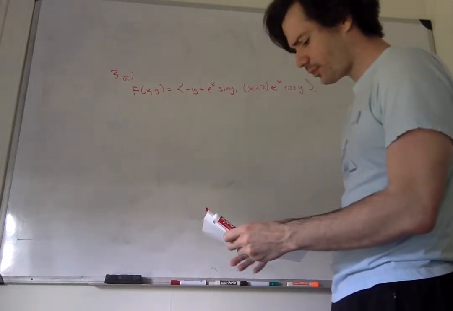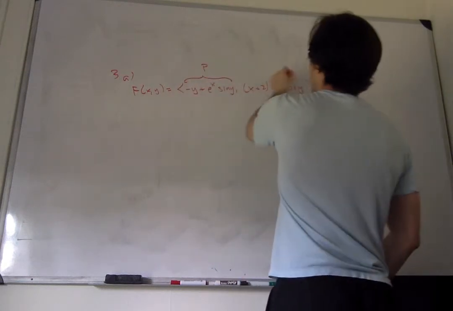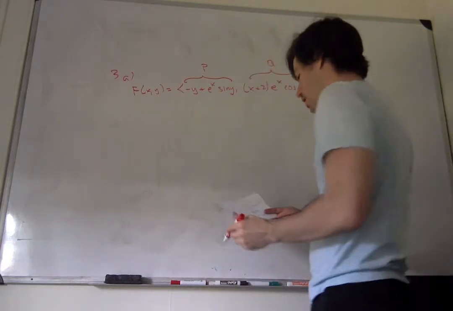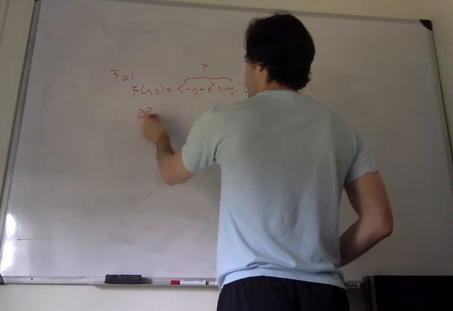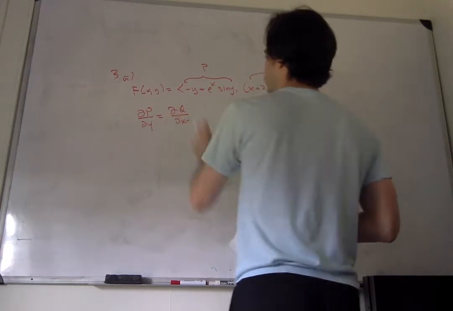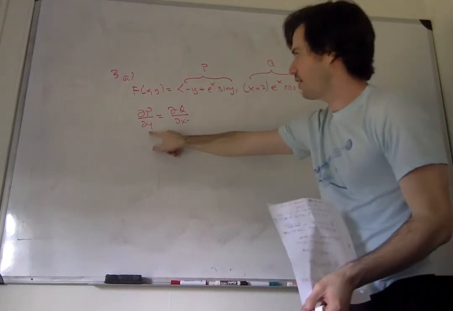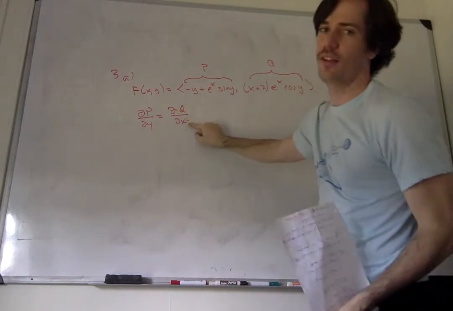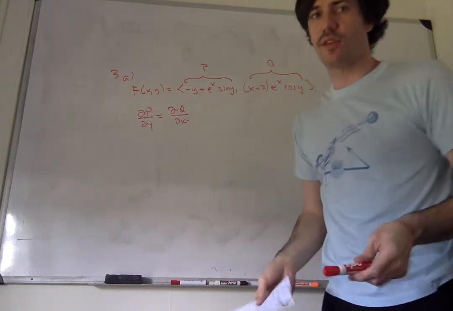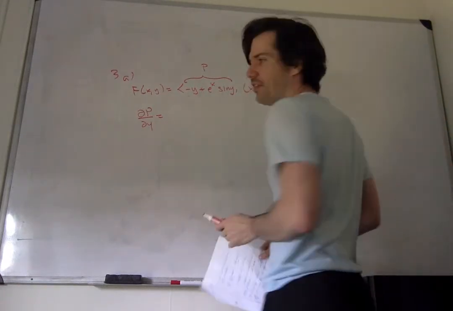Let's find out. So one of the conditions, if this is P and this is Q, a necessary but not sufficient condition is that del P by del y is equal to del Q by del x. So the way I like to remember that is I say the first with respect to the second equals the second with respect to the first. Okay, well, first and second mean different things in this context, but it's just a catchy phrase to remember.